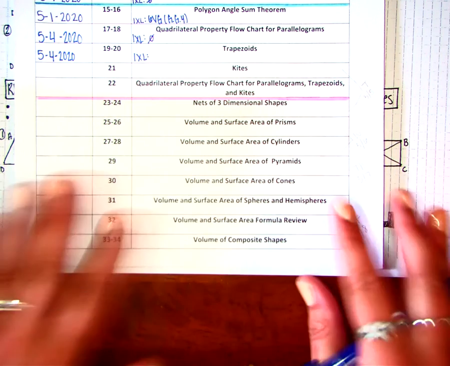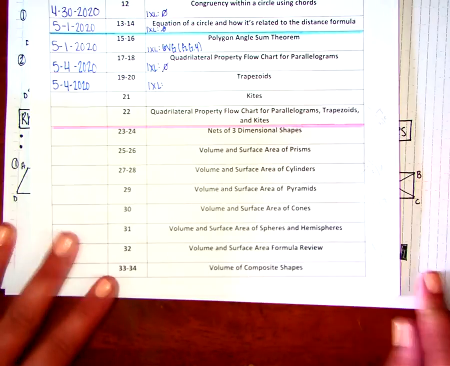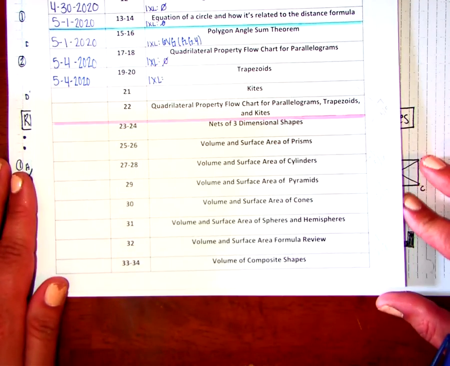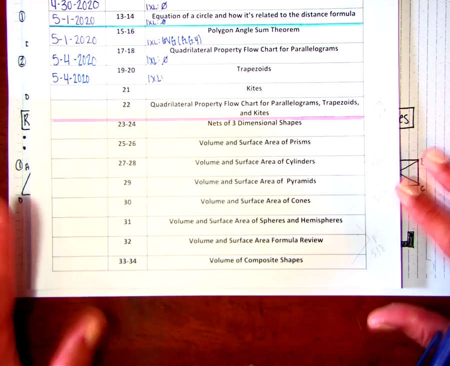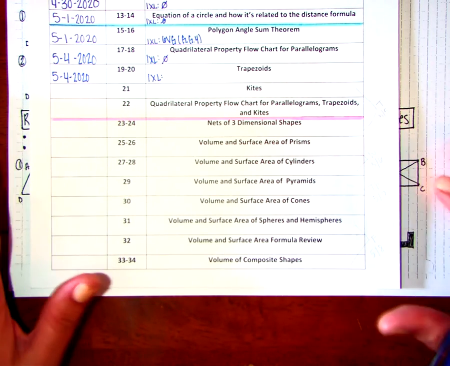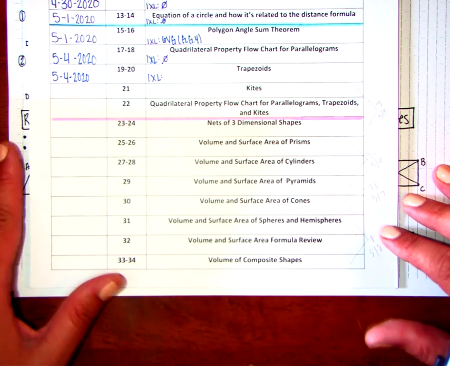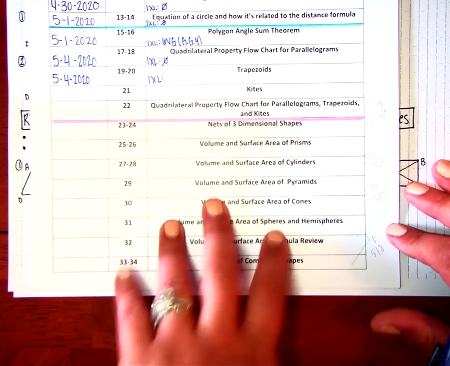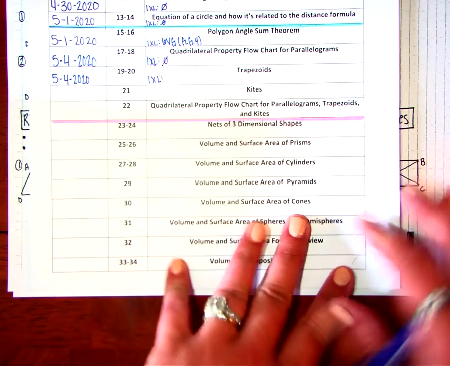So what we're going to do today, we are killing this schedule. I'm really excited that you're going to get to learn every single thing of geometry. It's going to put you at a huge advantage next year when you get to Algebra 2 and you take the ACT, because geometry is half of the math ACT.